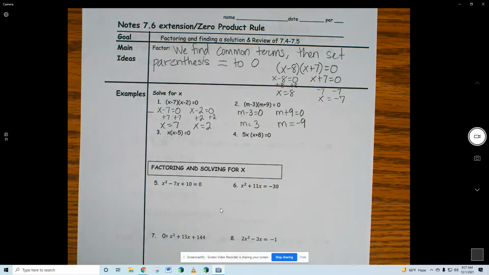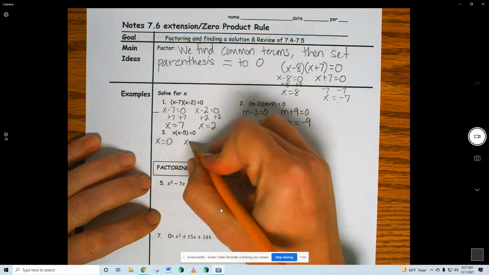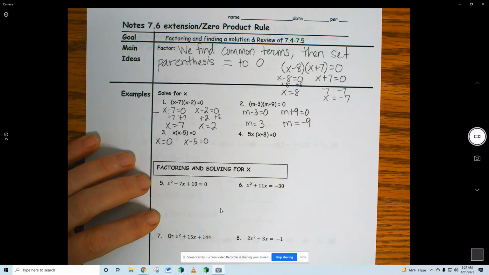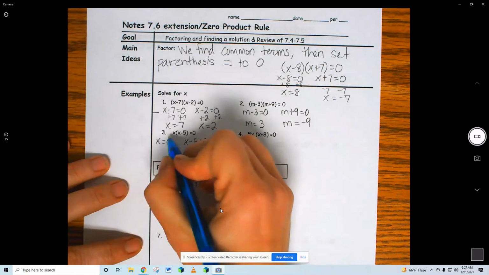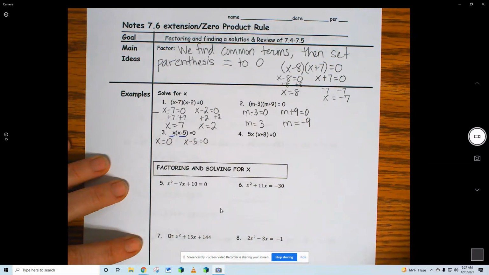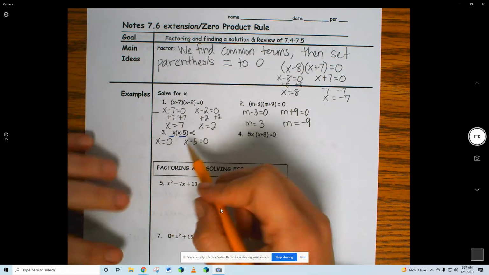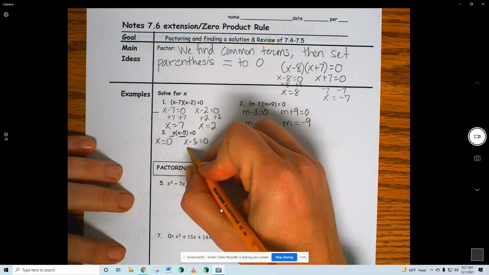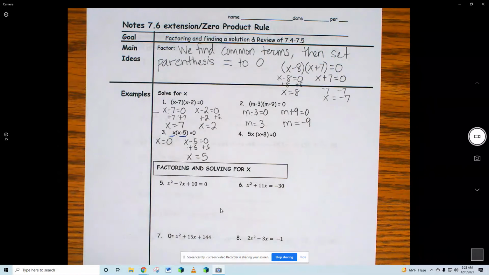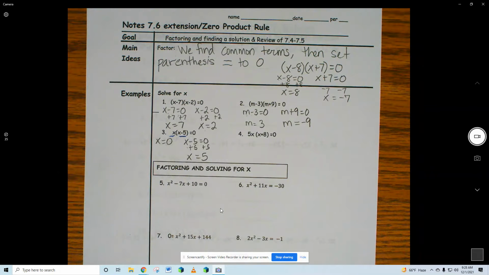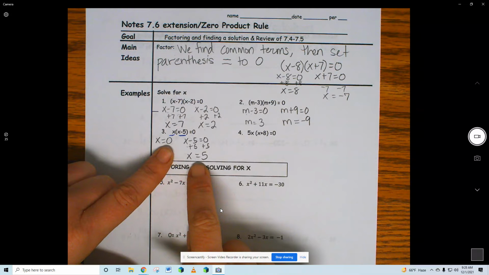So now number 3, I don't have a parentheses for this x, but I still set this x equal to 0, and then x minus 5 equals 0. So both things, there's 2 here. This equal to 0, and this equal to 0. So 0 times x minus 5 would equal 0. And then you solve for this x minus 5 equals 0. X equals positive 5. These are the two numbers that you would plug in for x, and you would get 0 as your answer.